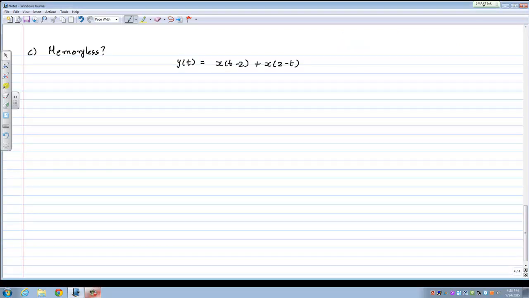Alright, does this system have memory or not? It has memory because you can see right away that the output depends on x of t minus 2. It depends on the input for some value other than t. So x of t minus 2. So it does have memory.